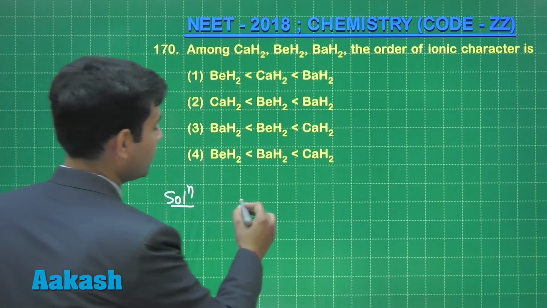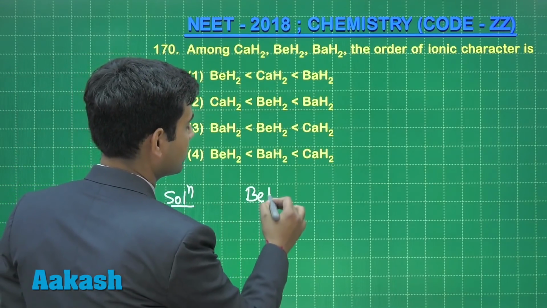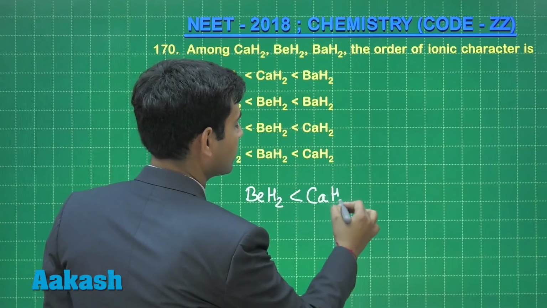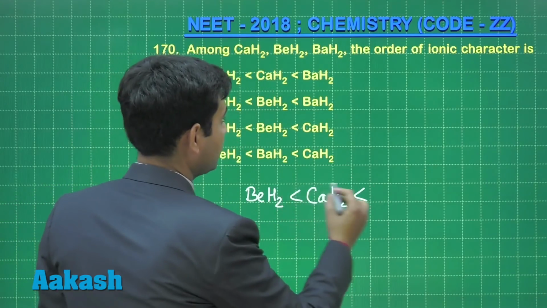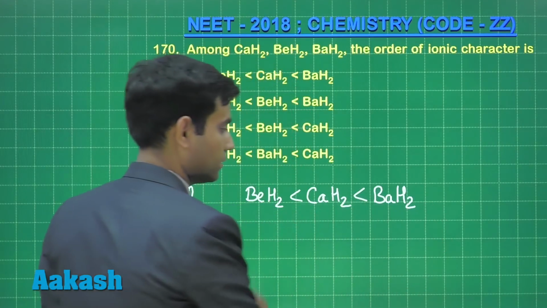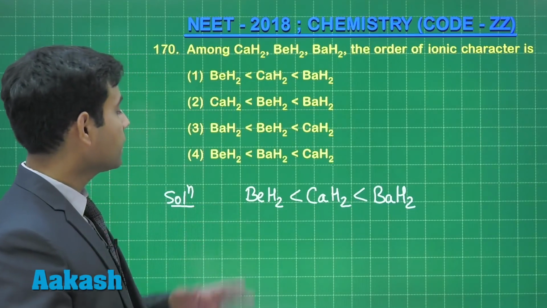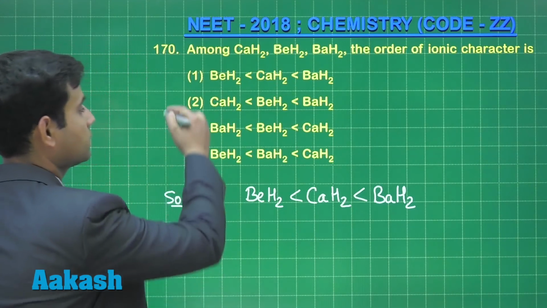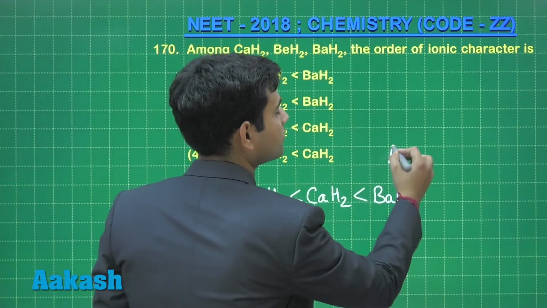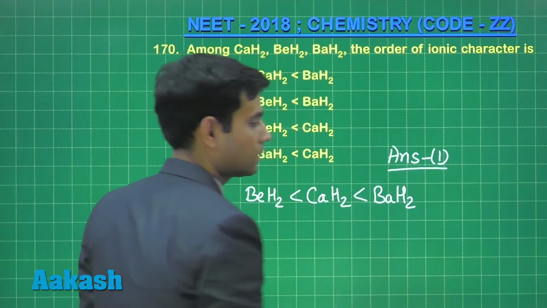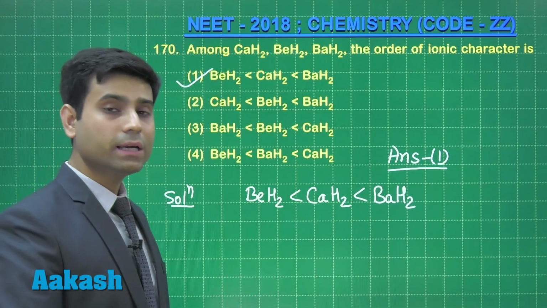So the order should be beryllium hydride, which is least ionic, then calcium hydride, and in the end we have barium hydride, which is most ionic. So the correct answer for this question is option 1. Now let us move to the next question.